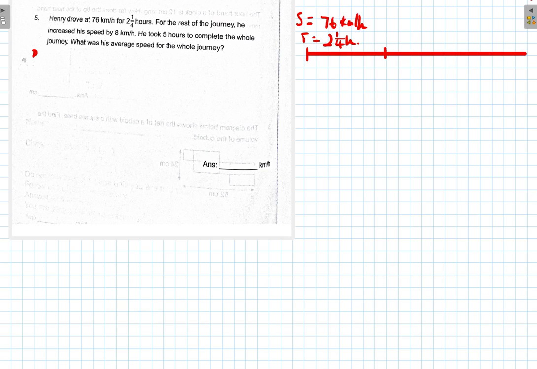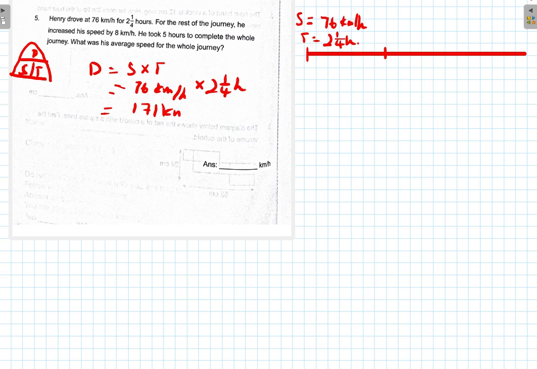So you know that distance equals the speed times time. I want to find the distance, right? Distance equals the speed times time. My speed is 76 km/h times the time, 2 1/4 hours, which actually gives me a value of 171 kilometer. So it means that over here the distance is equal to 171 kilometer. Correct? So I'll travel this distance.